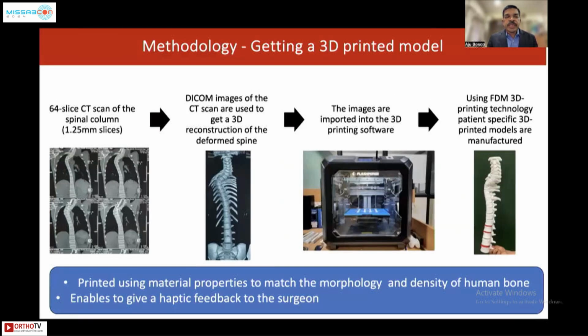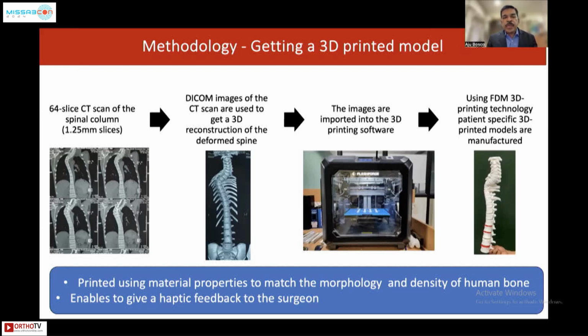A 64 slice CT scan of the patient is taken, and the DICOM images are used to generate the 3D reconstructed model of the deformed spine, and the images are converted into an STL file and imported into the 3D printing machine. Using FDM 3D printed technology, patient-specific 3D printed models are manufactured.